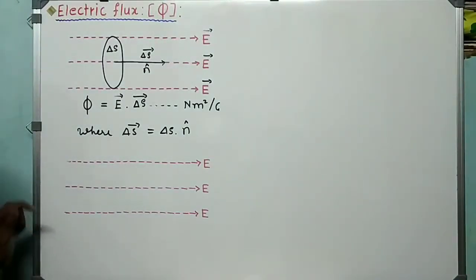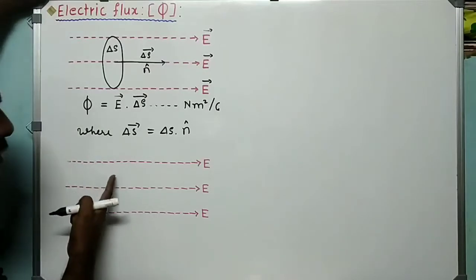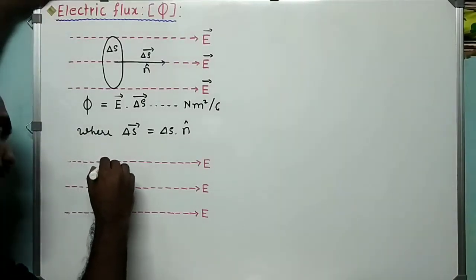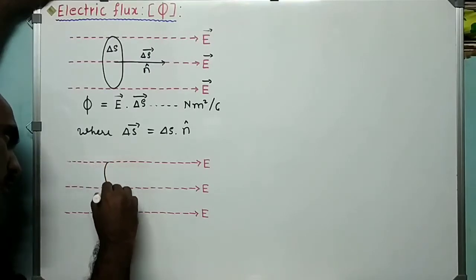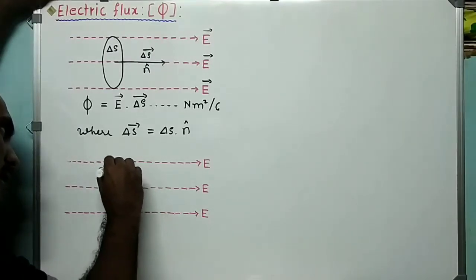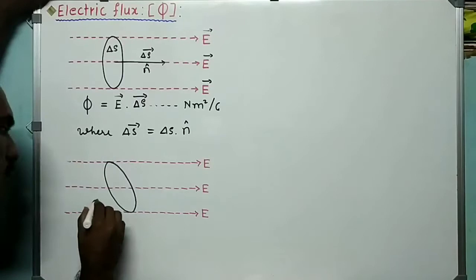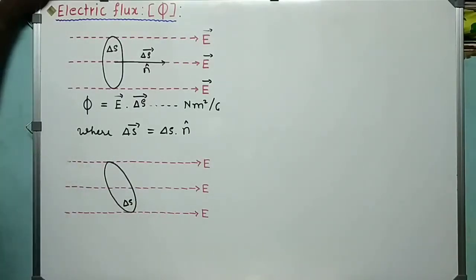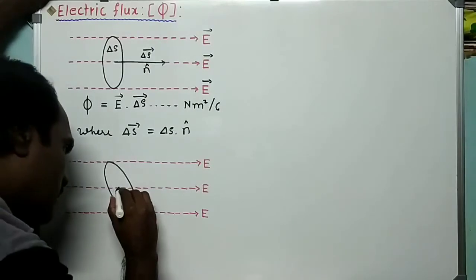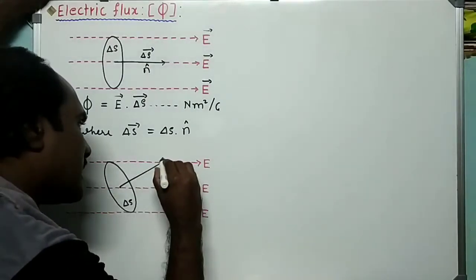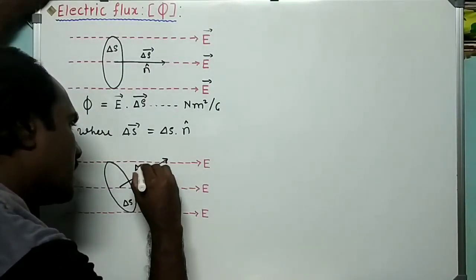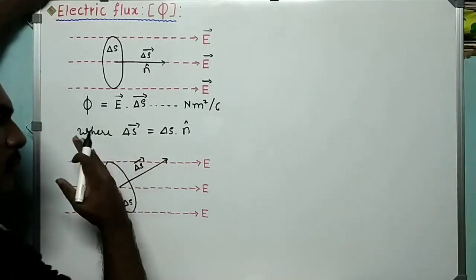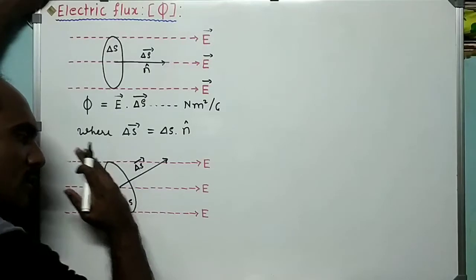My dear students, here one more thing. Here also I have considered a uniform electric field. Now in this electric field I am going to consider a surface whose area is again delta S. The area vector of this surface is in this direction, that is delta S vector, because the area vector is always perpendicular, normal to the surface.